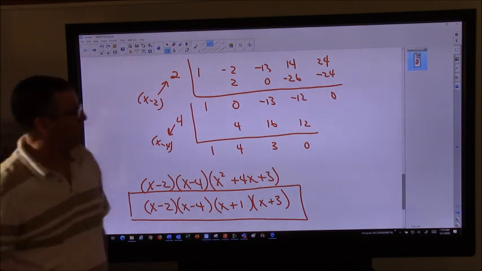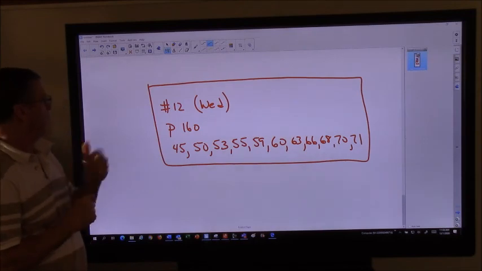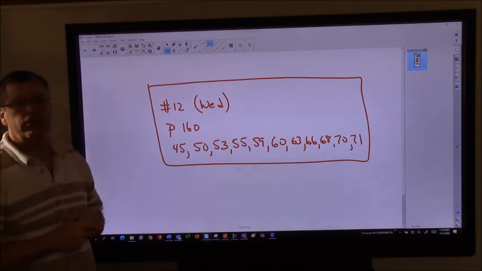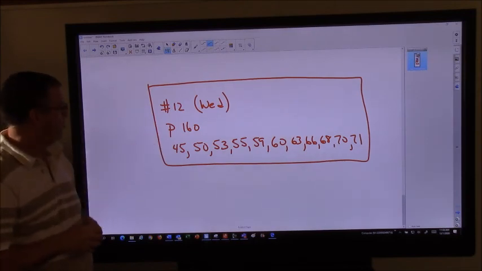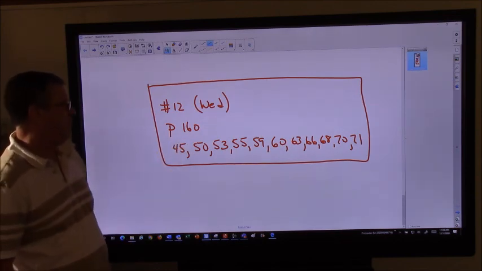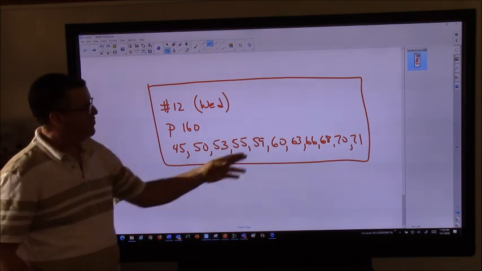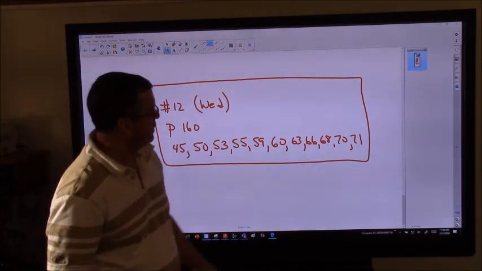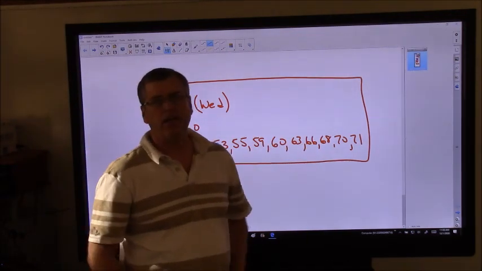All right, let me get you guys a homework assignment. All right, so there we go. Assignment number 12. This is Wednesday's portion. Page 160, we're going to do 45, 50, 53, 55, 59, number 60, 63, 66, 68, 70, and 71.